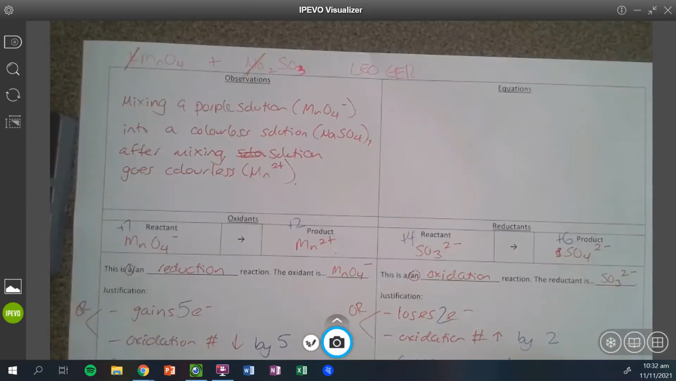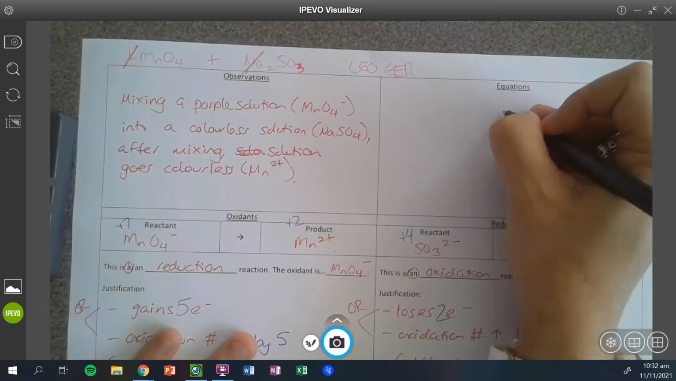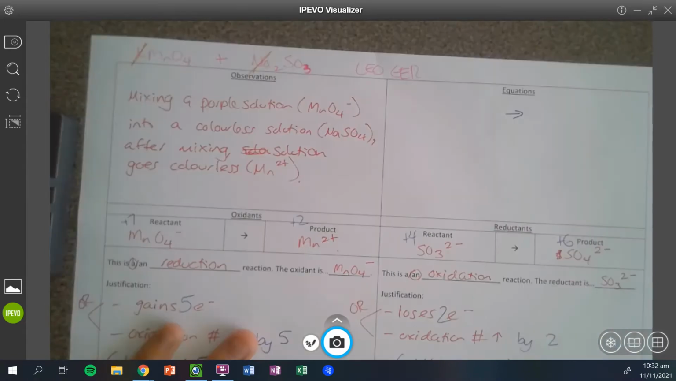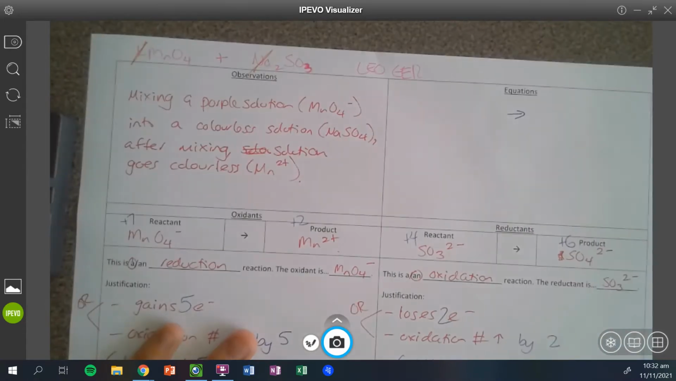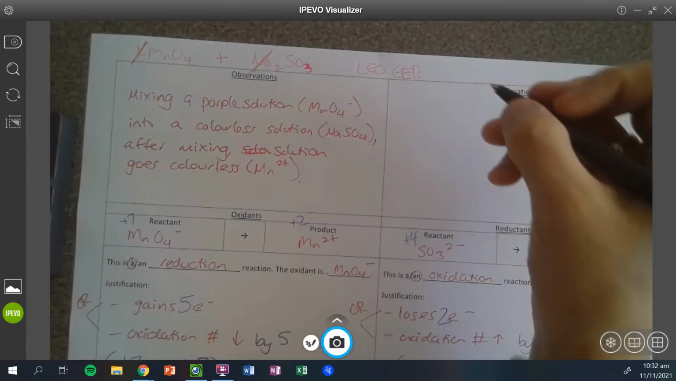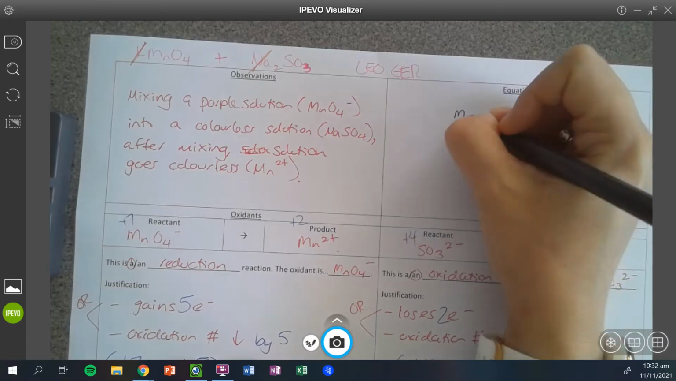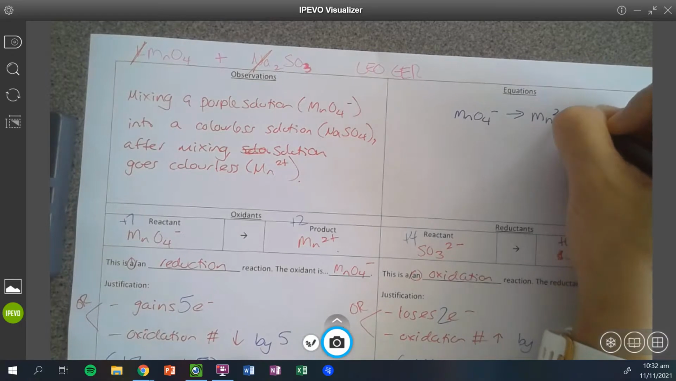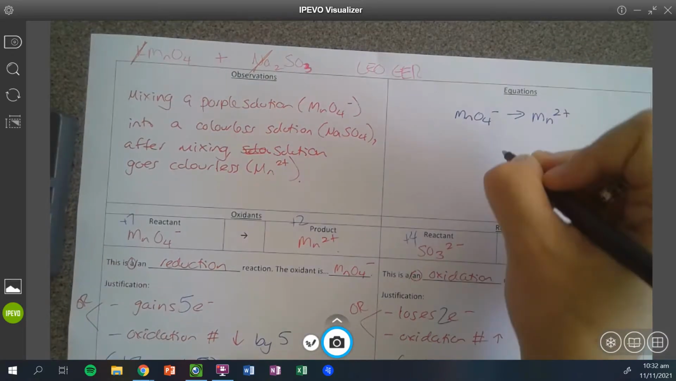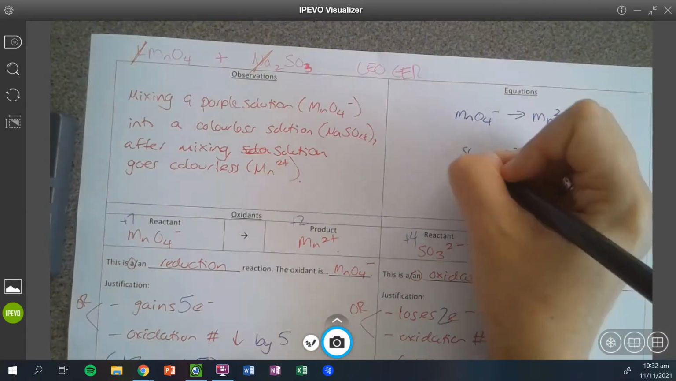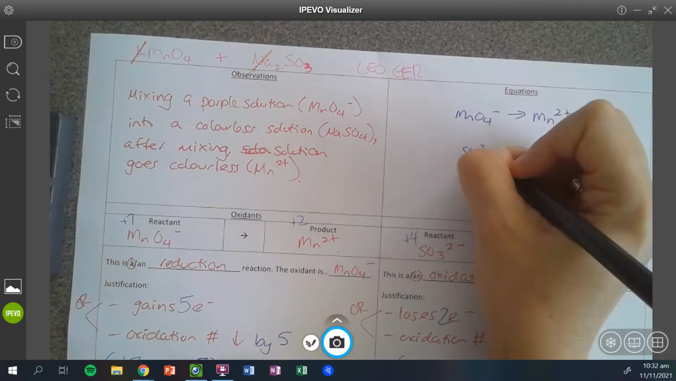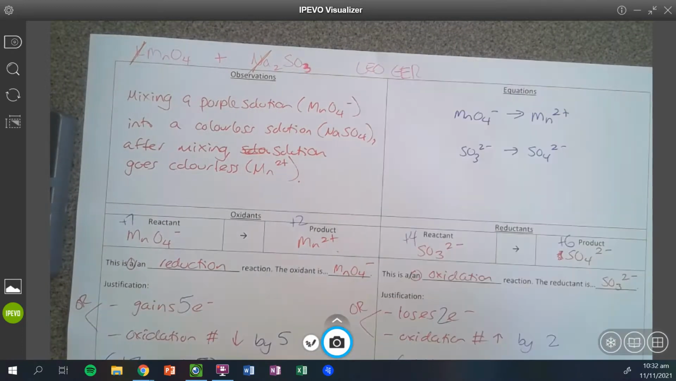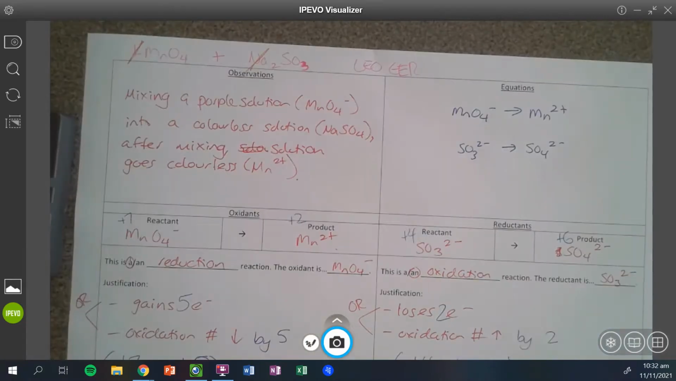Cool. Let's now start doing the equations. Those are the hard parts. I personally like to line up all my equations in the center with an arrow, so that way it's very easy for me to cancel later. So this is MnO4 minus, and that's Mn2 plus. The second equation I'm working with is SO3 2 minus, and it's going to SO4 2 minus. Cool? Let's do a step-by-step process.